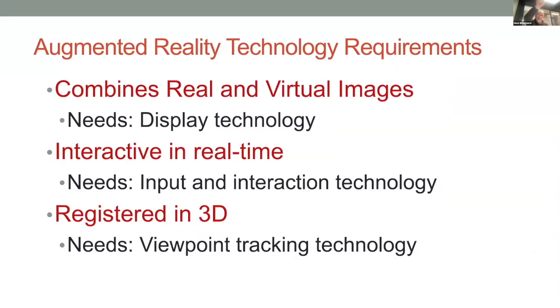So before we talked about how AR combines real and virtual images. In order to do that, you have to have some sort of display technology. And for AR to be interactive in real time, you have to have some sort of input and interaction technology. And for the virtual content to appear fixed in the real world, you need to be able to precisely track where the person is looking from. And so you need some sort of viewpoint tracking technology.